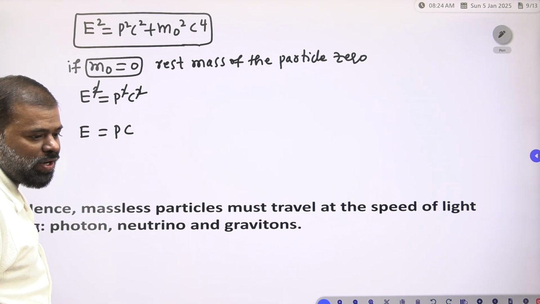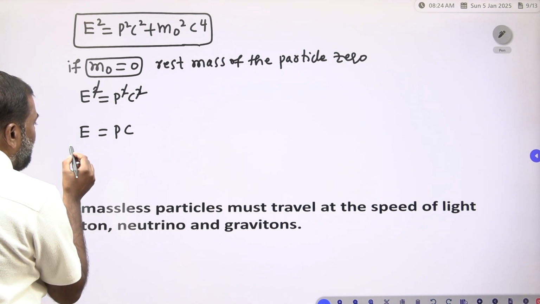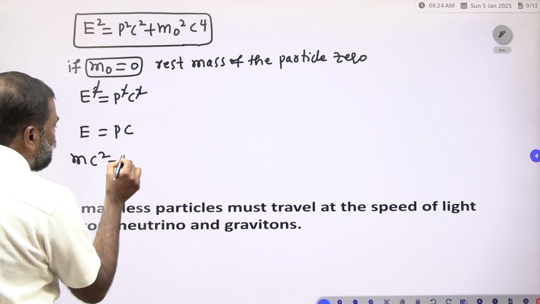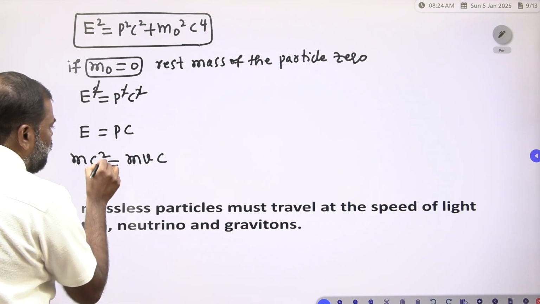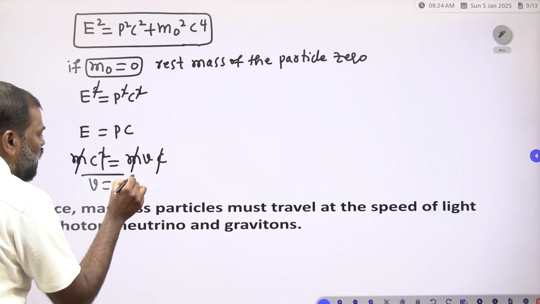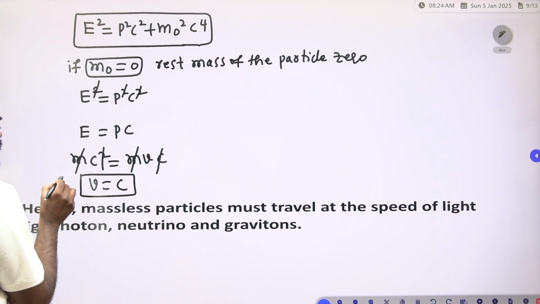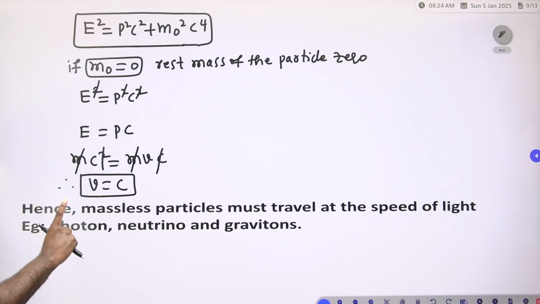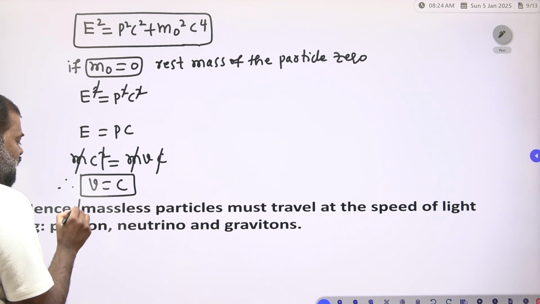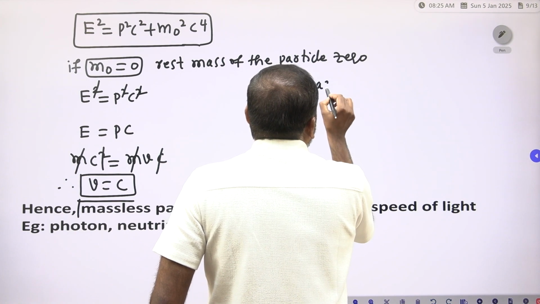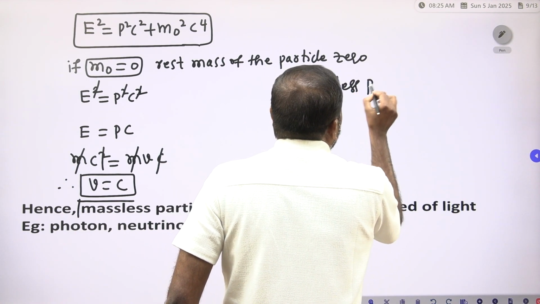But E is equal to mc square, which is equal to m into v into c. One c gets cancelled, one m gets cancelled. Therefore v is equal to c. If the rest mass is equal to 0, that particle we call a massless particle.